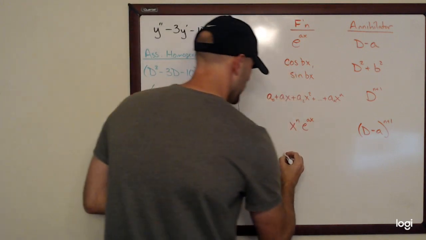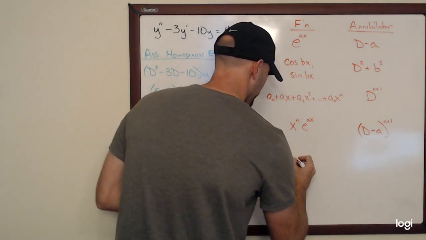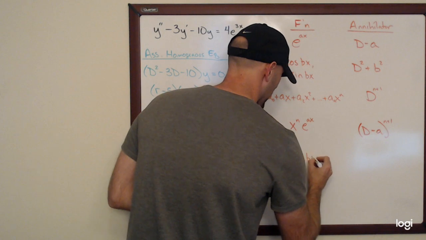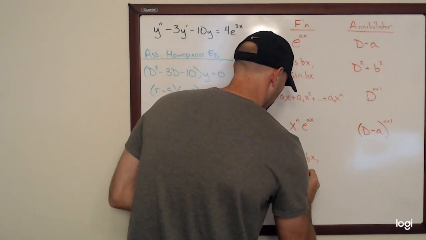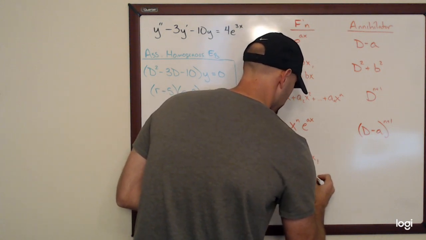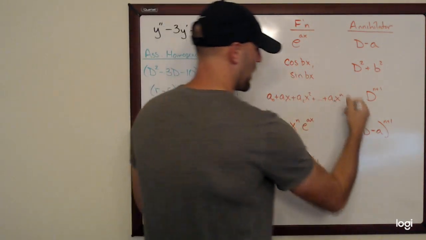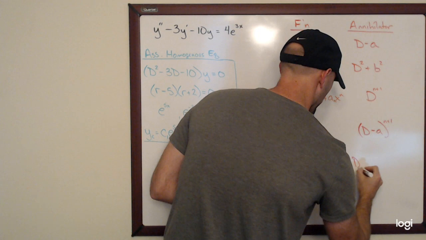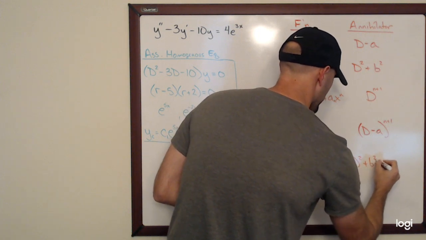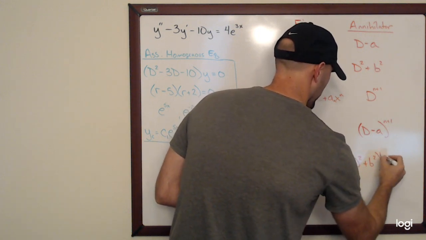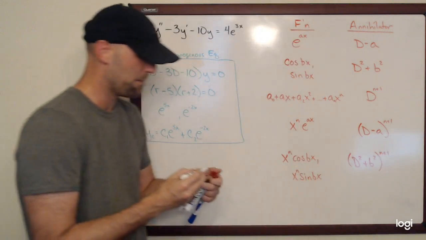So again, just to fill out the rest of our chart, if I have x^n cosine bx or x^n sine bx, both of those have the same annihilator as before. They've got (D^2 + b^2) to the n plus 1 power, so same.